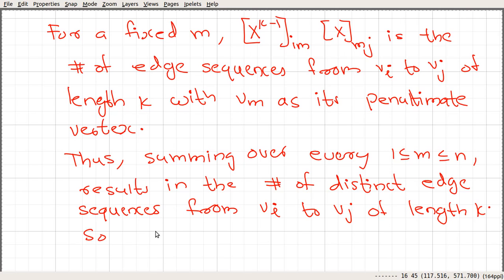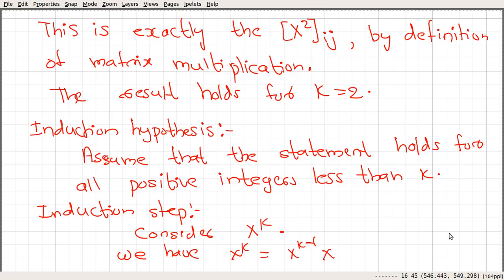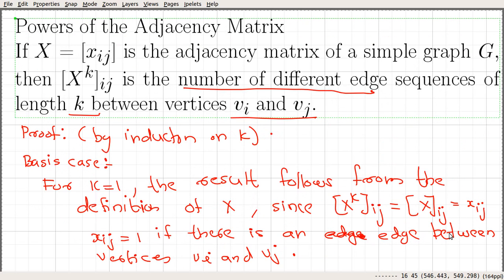So we proved that the result does hold for an arbitrary k. So the result holds for k also, and we are done with the proof. That says if x is the adjacency matrix of a simple graph G, then x to the k, the ijth entry of this matrix, is the number of different walks or edge sequences of length k between vertices vi and vj.